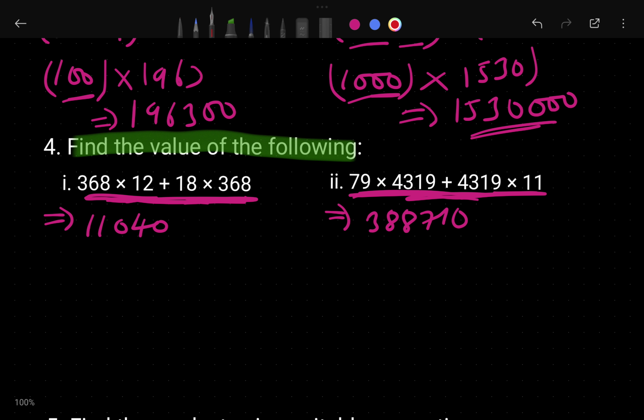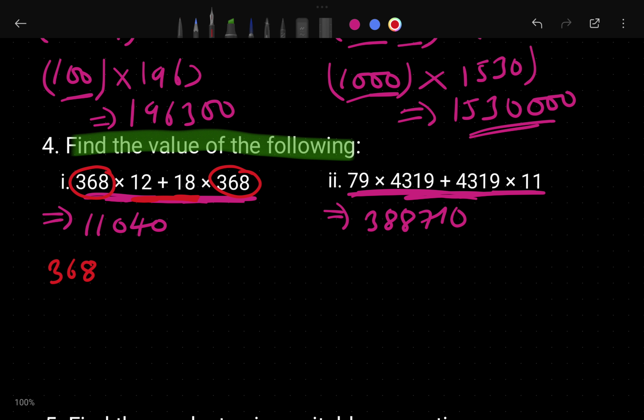I will explain how. This is 12 and 18, we are going to add this one. You see this 368 and 368 both are the same, write this one. This is 368, 368, the same, then multiply with this one, you have to write 12 plus 18. Now what I'm doing is I multiply 368 with 12, then again I multiply 368 by 18, then I will add that together.